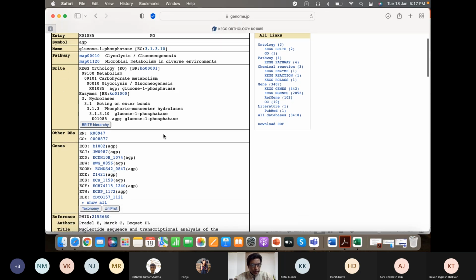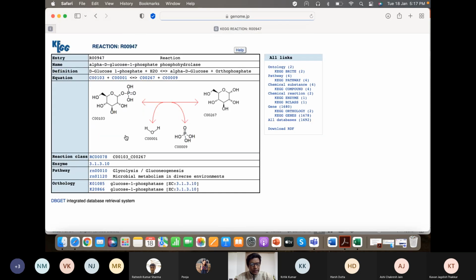Now, if you want to go and look at other databases, for example, if you want to see what the reaction is, you can click on this, and it gives you the reaction. It shows you that it takes alpha D glucose 1-phosphate phosphohydrolase, and this is the name of the enzyme. Sorry, it takes this, and then with the presence of water, so that's why phosphohydrolase, it converts this into alpha D glucose and gives you an orthophosphate. And so the components are here with the code name numbers which are given to you.